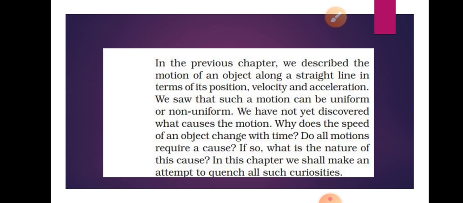In the previous chapter we described the motion of an object along a straight line in terms of position, velocity, and acceleration. We saw that such a motion can be uniform or non-uniform. We have not yet discovered the cause of motion, why motion takes place, and that is called dynamics. The last chapter was kinematics. Two chapters were kinematics. Now we will discuss dynamics.